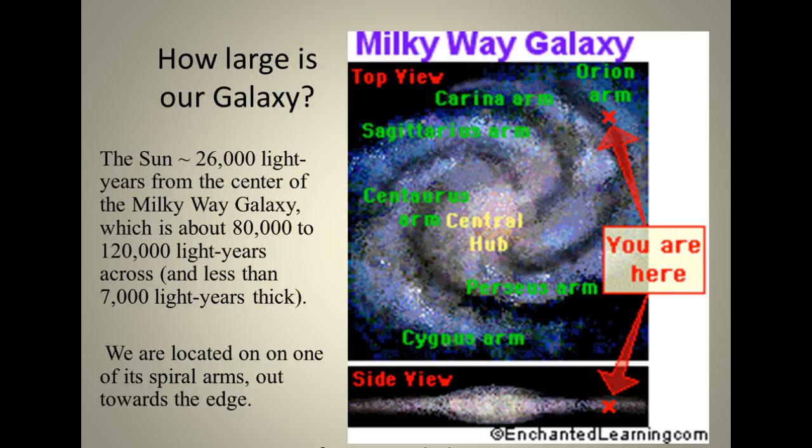It's worth noting that a light year is approximately 6 trillion miles in distance. So 1 light year is 6 trillion miles. So if you wanted to know the distance across our galaxy, you would multiply, say, 80,000 by 6 trillion to get that distance. Trust me, it is a long, long way across our galaxy.